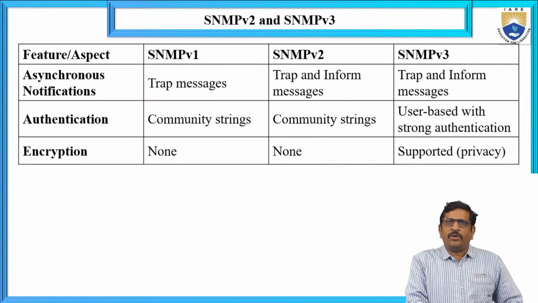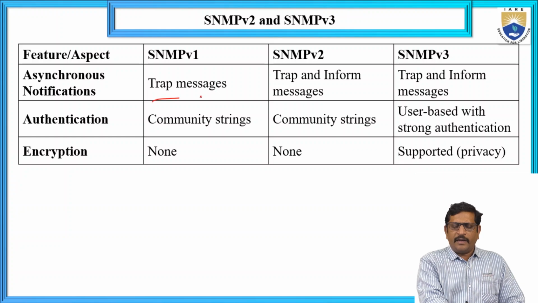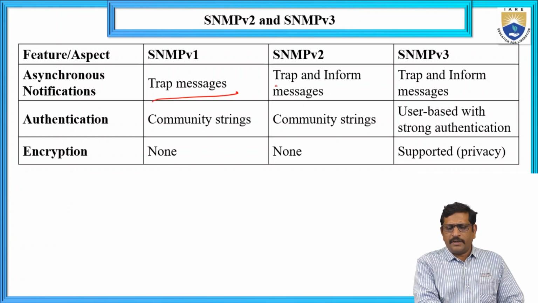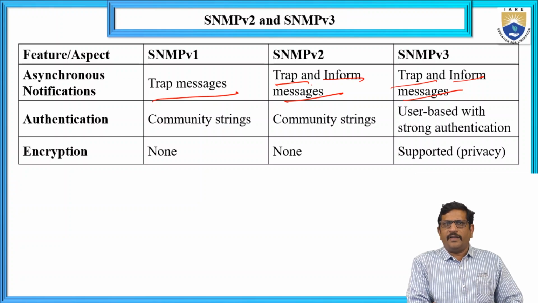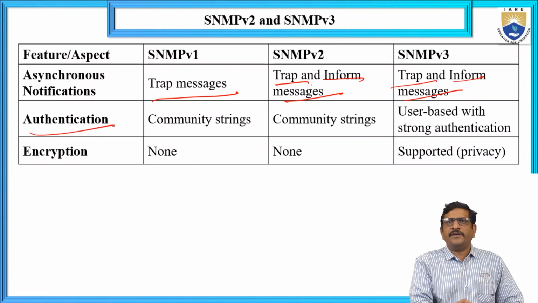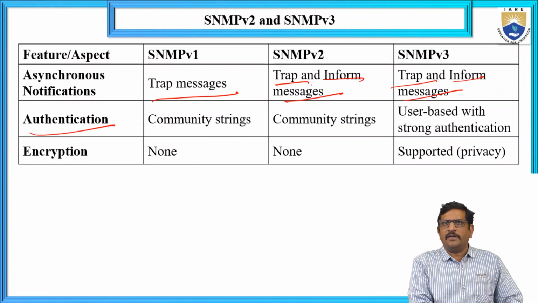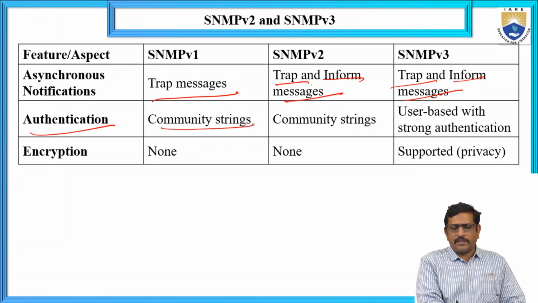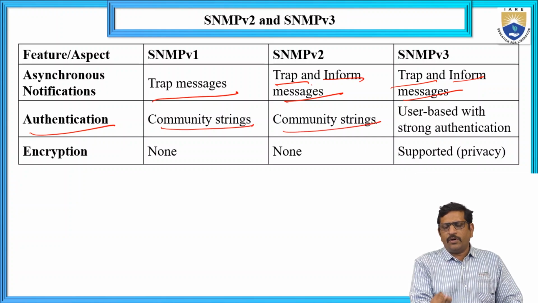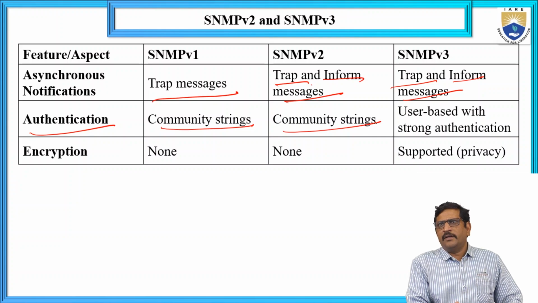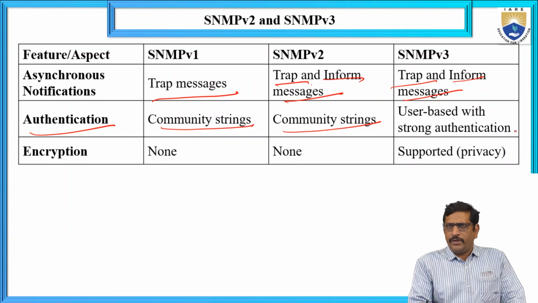In terms of asynchronous notification, which are trap messages, and which are trap and inform messages. Here also it is trapping the messages and informing the messages to both the source and other destination. In terms of authentication, here community strings can be communicated between the source and the destination. In the form of strings, the data can be transferred also. And it is user based.